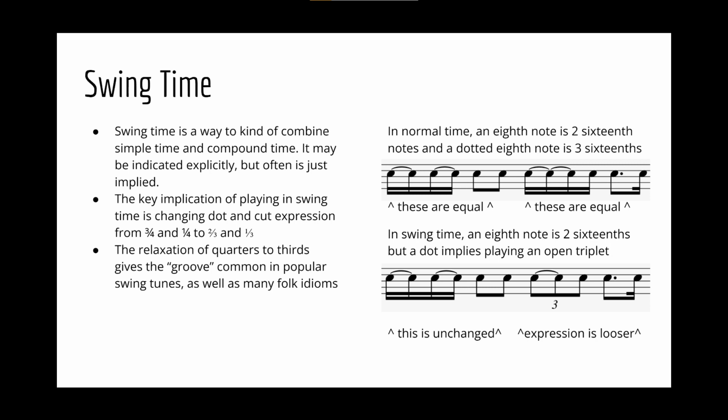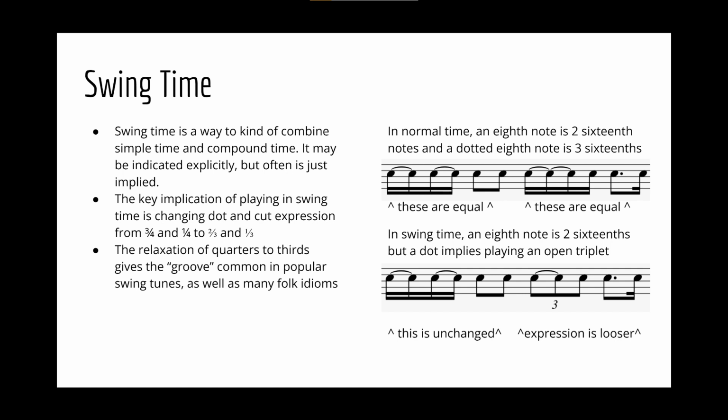Swing time. So swing time is a way that we kind of combine simple time and compound time. It may be indicated explicitly in some music, especially if you're playing in a traditional band or orchestra. They would say, oh, this is to be played swung as opposed to even or straight. In a lot of folk music or swing music, a jazz band, it's kind of just implied. You know when something is swung. In bagpipe music, it's going to be almost always swung because it's a folk idiom.